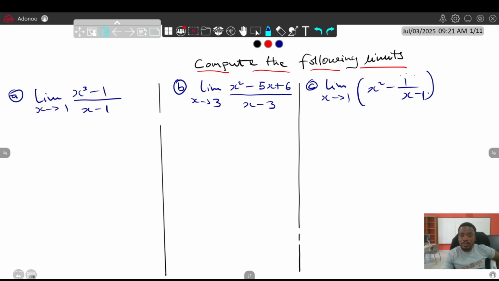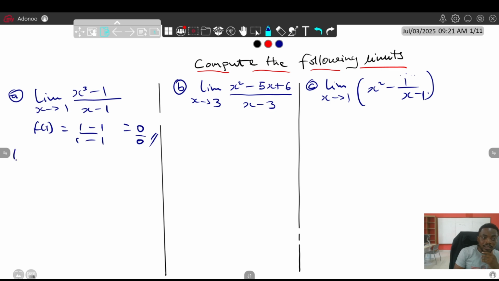Okay, so let's look at this first example. So we have limit as x approaches 1 of this function, and at f of 1, this function becomes 1 minus 1 over 1 minus 1, and we have 0 over 0. This is indeterminate, right? So the next thing we have to do is to simplify this function, okay?